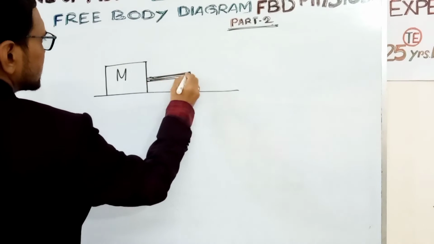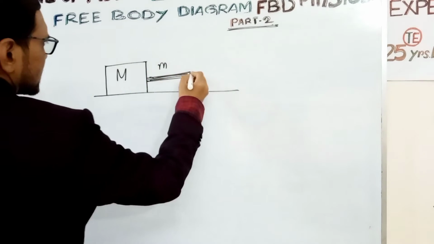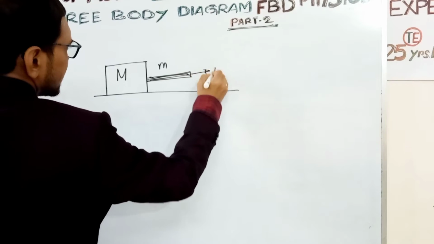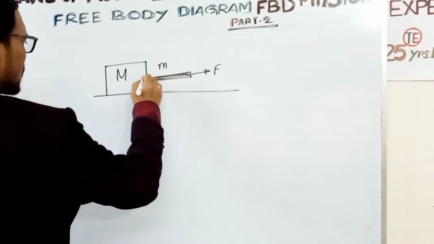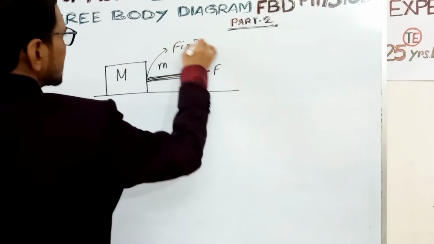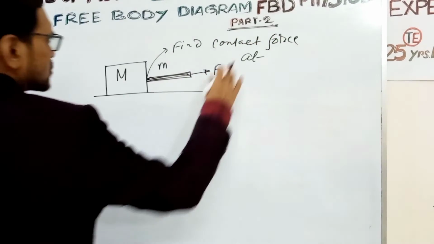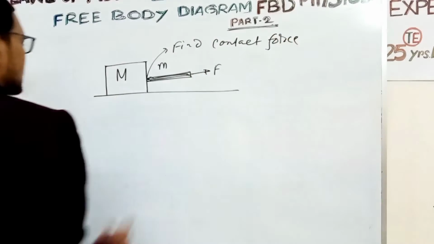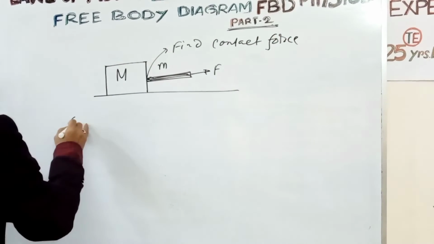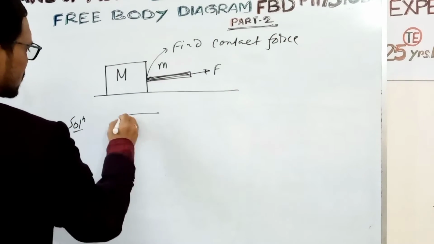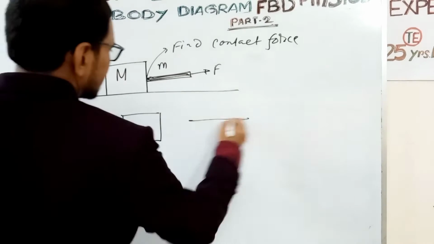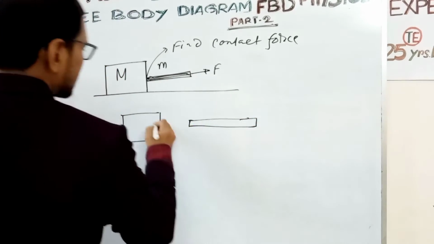Consider a thick rope whose mass is m. Now the rope is pulled by force F. What is the contact force? Find the contact force at this section. Here the solution is that we have to draw the free body diagram, this and this free body diagram.